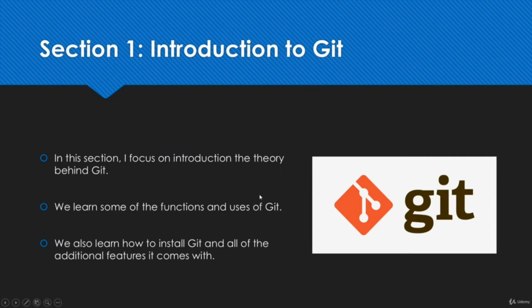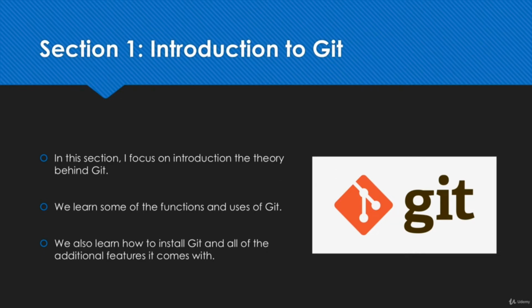In the first section, which is this section, we're going to be introducing Git. So we're going to talk a little bit about the theory behind Git. Now, this doesn't mean the workflow or the concepts. We're just going to talk a little bit about what Git is and where it came from, and just some of the general concepts about version control, source control.